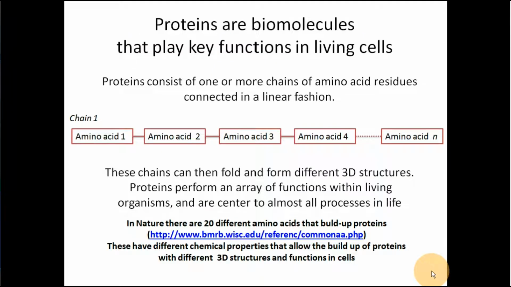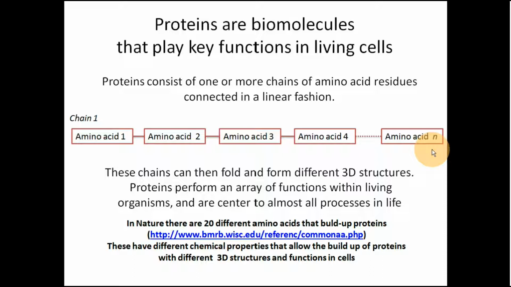So initially I need to introduce you to the players that we are going to work with in this case study. Those are proteins. Proteins are biomolecules that play a key role in living cells. They are fundamental for the regulation and activation and deactivation of key processes that exist in living cells. And they consist of a simple chain of amino acid residues connected in a linear fashion, like shown here in this square. So you basically have amino acid number 1 that's connected to number 2, and so on until the end of the amino acids, that you can go from 40 amino acids to thousands of them connected.